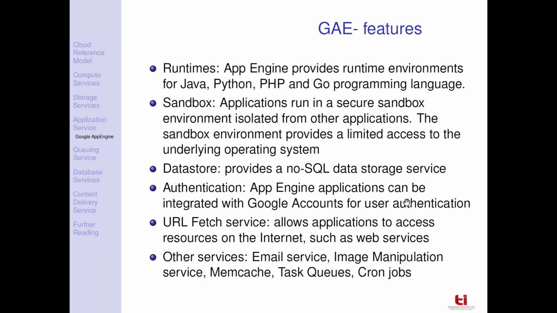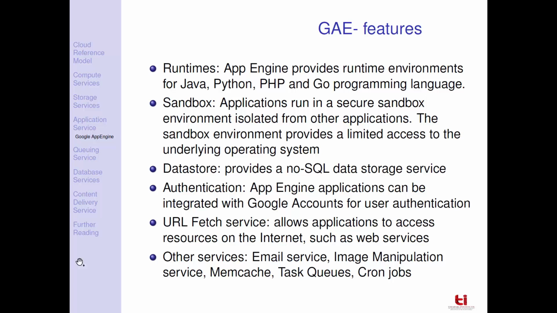Authentication. App Engine application can be integrated with Google accounts for user authentication. Another application is a URL fetch service. It allows the applications to access the resources on the internet, such as web services. And the other services are email service, image manipulation service, memcache, task queues, and cron jobs.